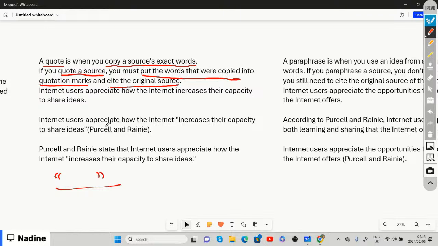You're going to have to go back to the original diary, book, or if you get it from the internet, you're going to have to go back to the original source and then you're going to have to cite it. Internet users appreciate how the internet increases their capacity to share ideas.